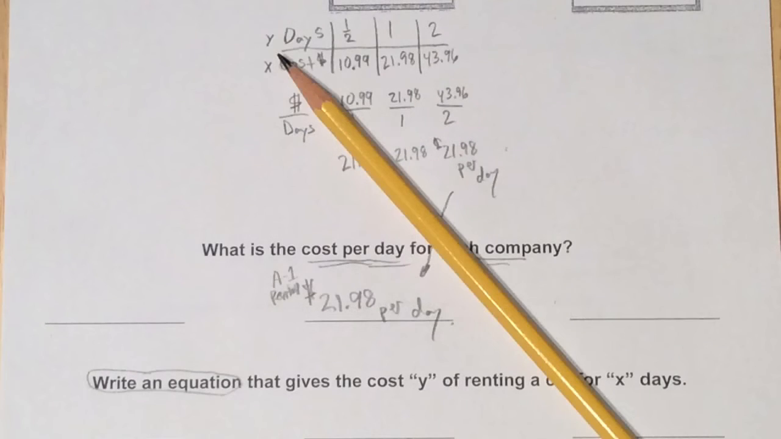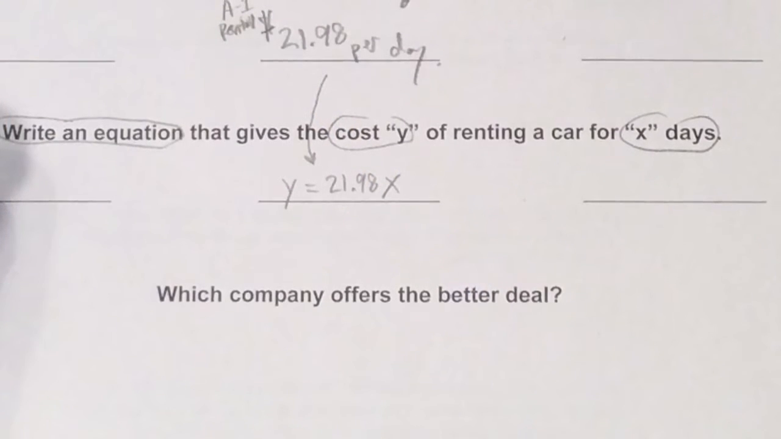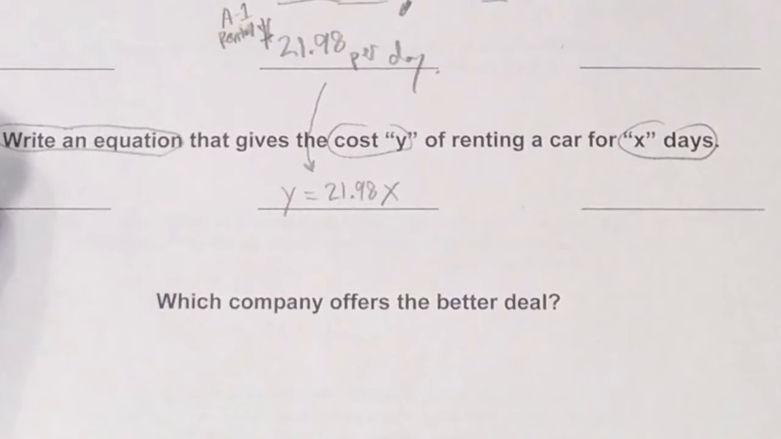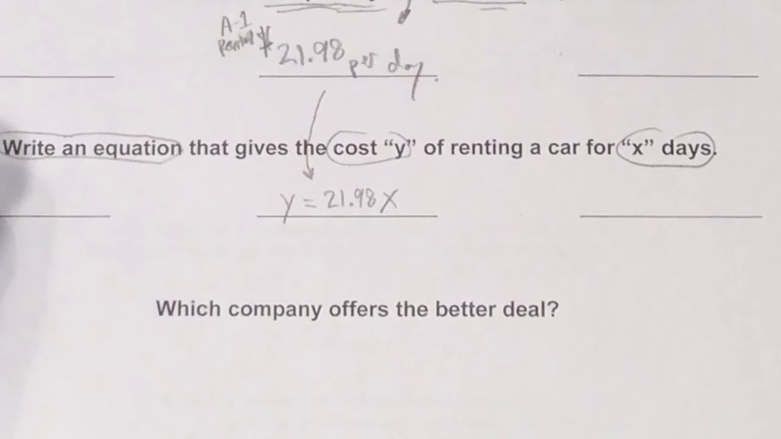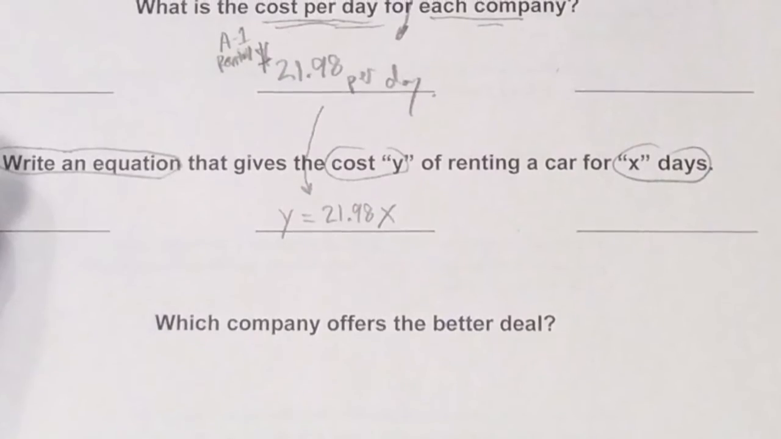The next part says to write an equation. So I'm going to identify the variables. The y would be the days, the x is the cost. I'm going to write the equation y equals 21.98 times x. And I'm using 21.98 because that's the constant rate of change, or the constant of proportionality.